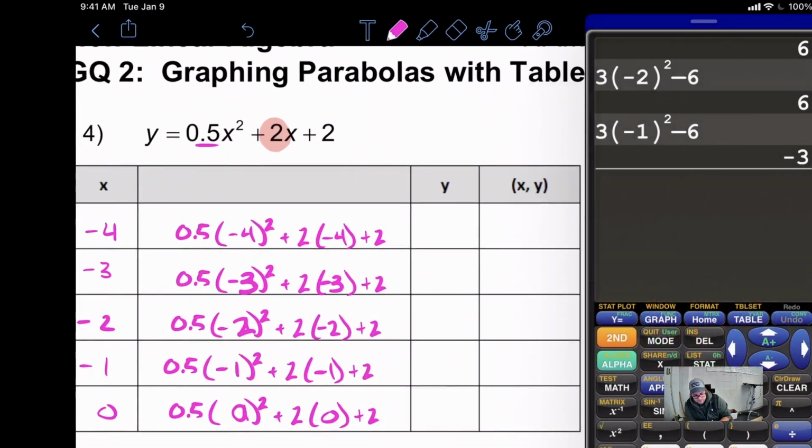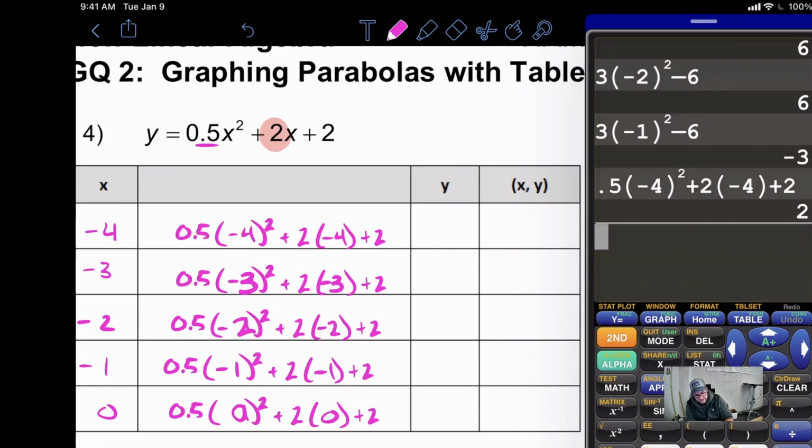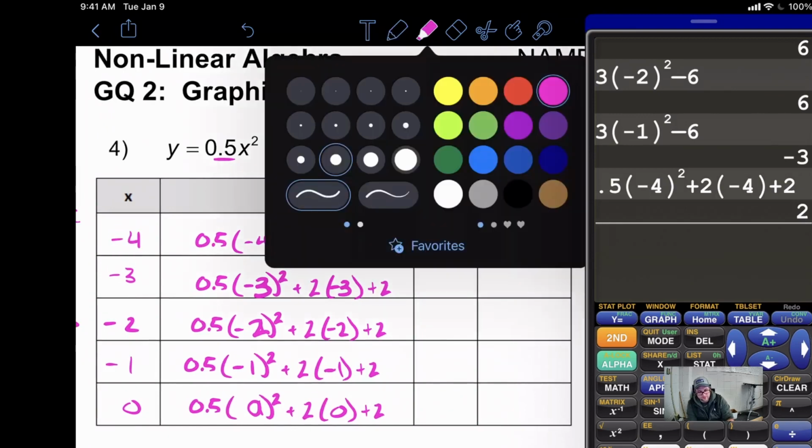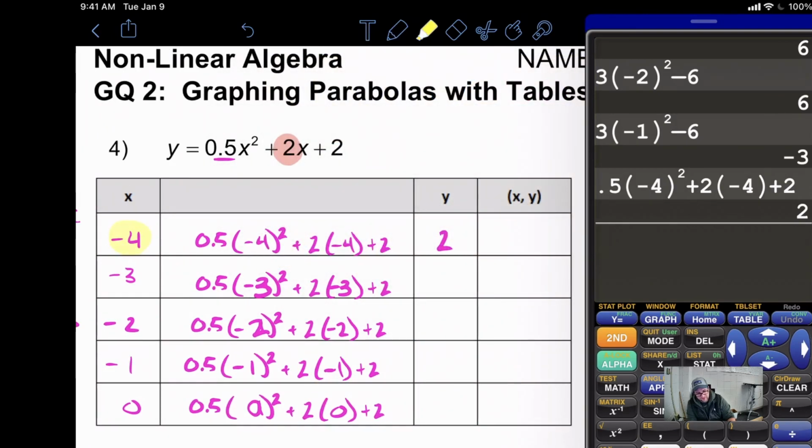So 0.5 parenthesis negative 4 to the second power plus 2 times parenthesis negative 4 plus 2. So when I hit enter, I get a 2 out of there. So that, of course, is going to give me the point. Let's use a different highlighting color. Negative 4, positive 2. So negative 4, positive 2. And then we're going to repeat.